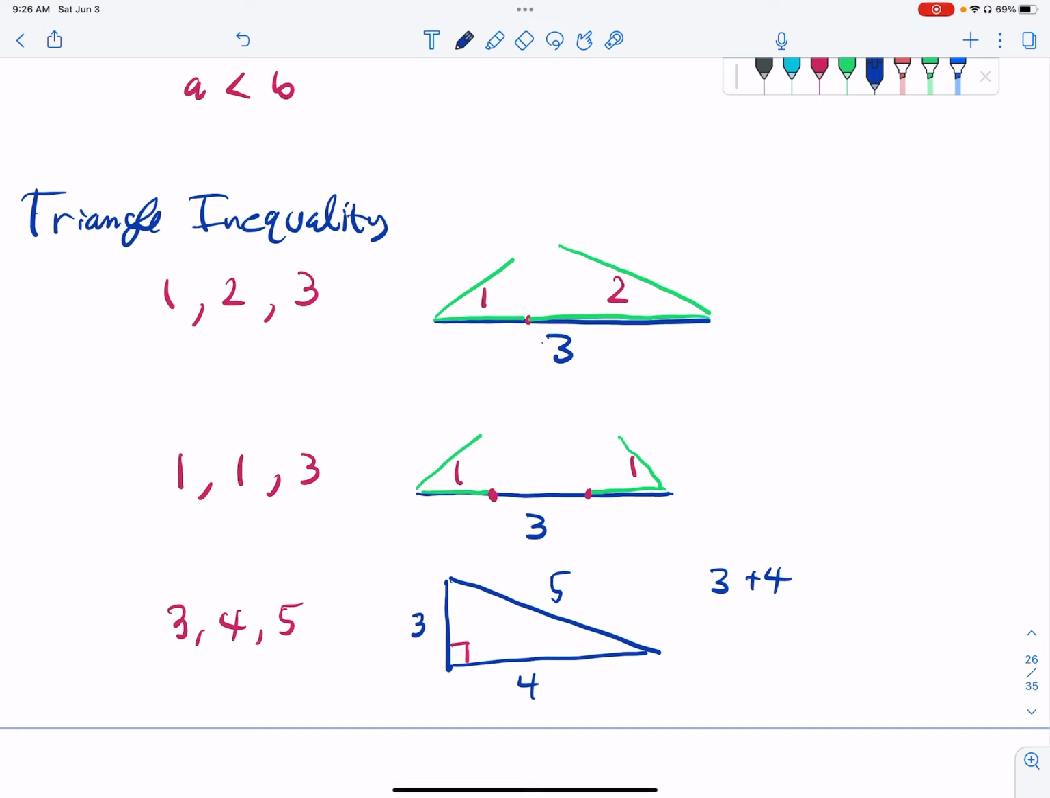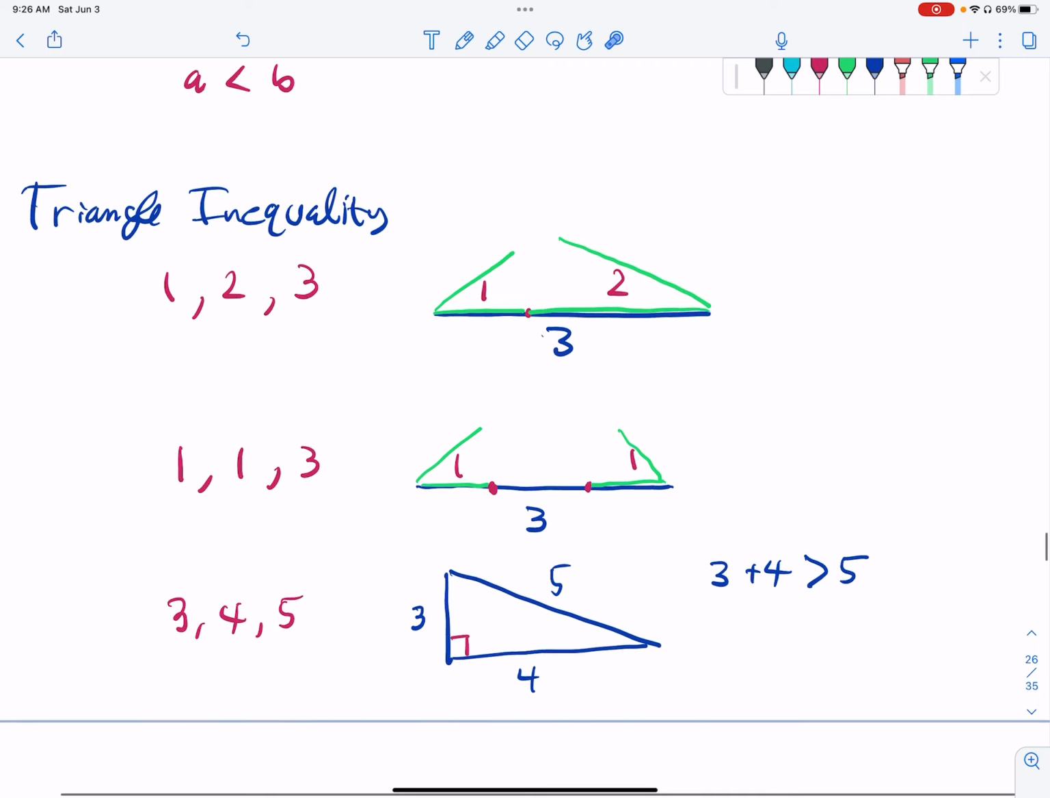Add that up, that's 7, and 7 is definitely bigger than 5. Now, in practice, when I know all the numbers, the only ones you have to focus on are the 2 smaller ones, adding those 2 together in order to make sure that it's bigger than the third side. However, it's true for any 2 sides that I choose.